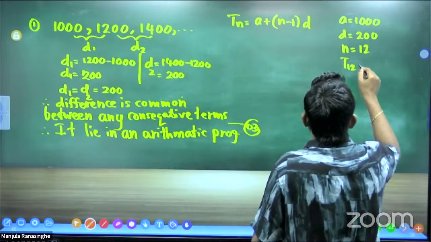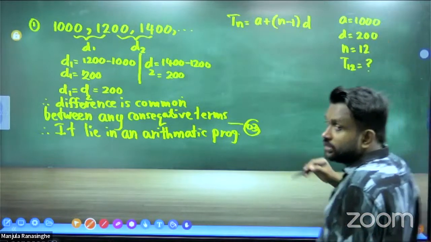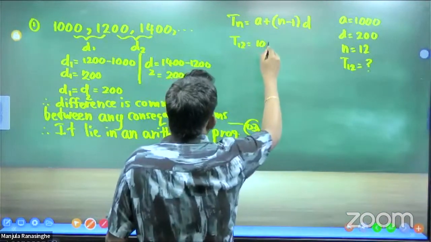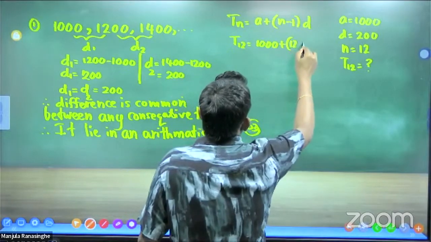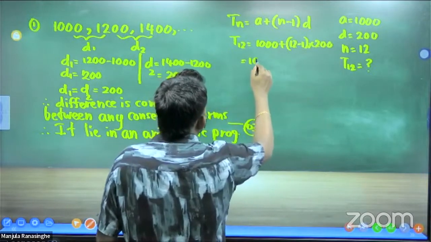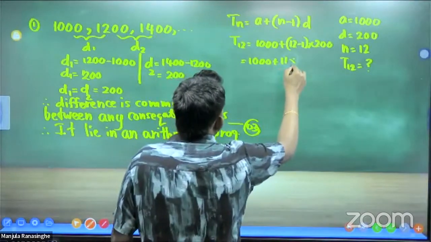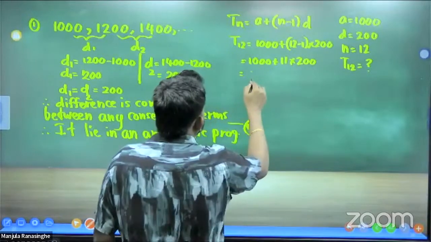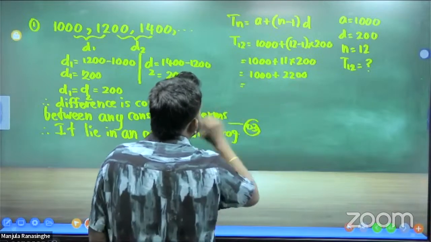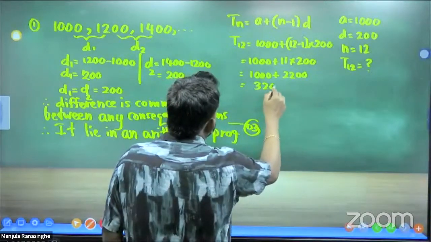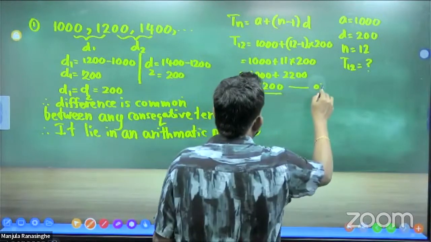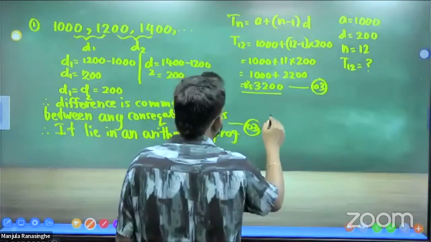So T12: now substitute there. T12 equals 1,000 plus (12 minus 1) into the difference. The difference is 200. So 1,000 plus 11 into 200, that becomes 1,000 plus 2,200, which means 3,200 rupees is the deposited amount. For that one, you have another 3 marks.